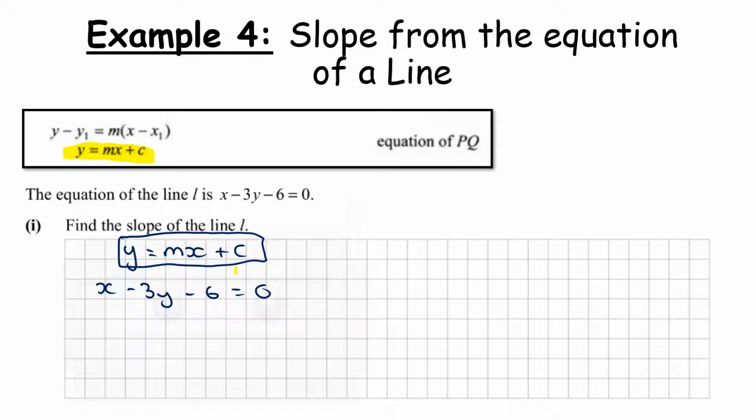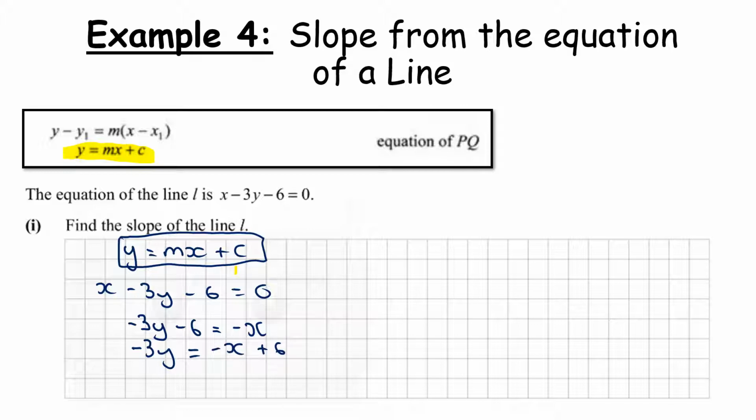So in order to work through this, I need to rearrange that so it looks like y equals then the x, then the constant. So what I'm going to do is I'm going to subtract an x from both sides. I'm then going to add a 6 to both sides.